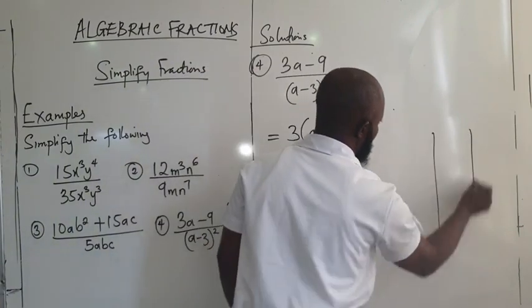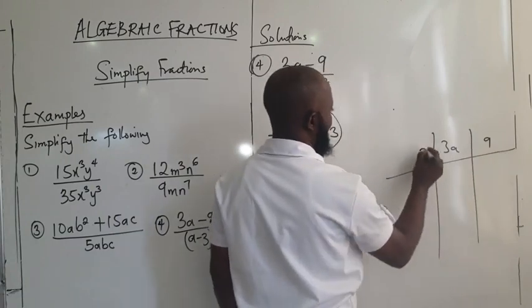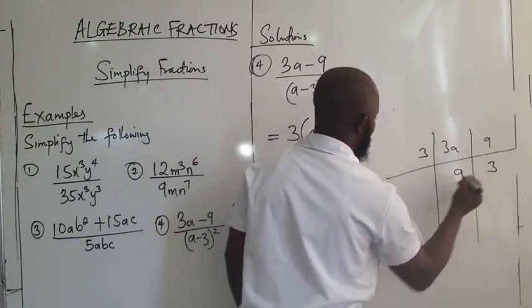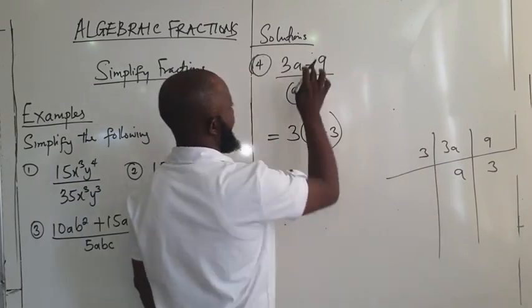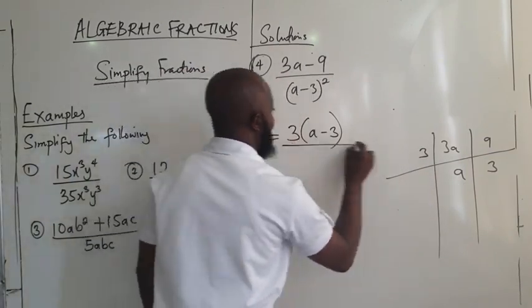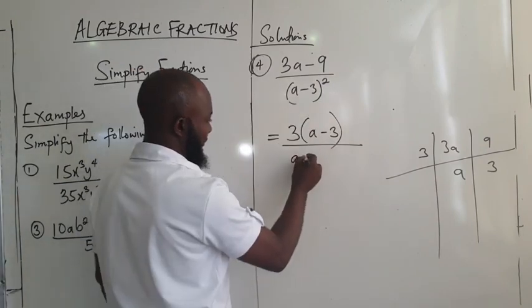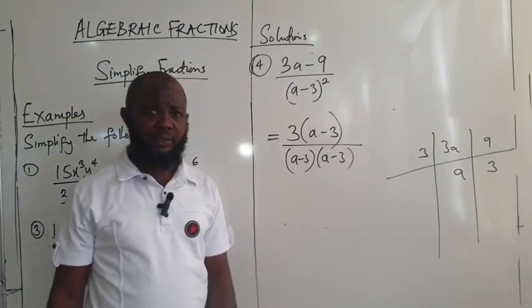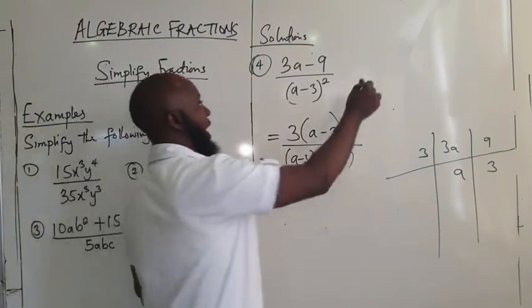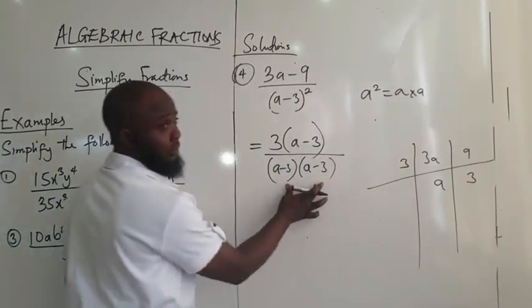So that you don't make a mistake, you have 3a here, we have 9 here. So 3 can go, it remains a, this remains 3. So 3 outside, a inside, and minus 3. Minus because we have minus there. So this one, a minus 3 squared means a minus 3 multiplied by what? a minus 3. I hope I'm making sense. Just like when you have a squared, which is a times what? a.